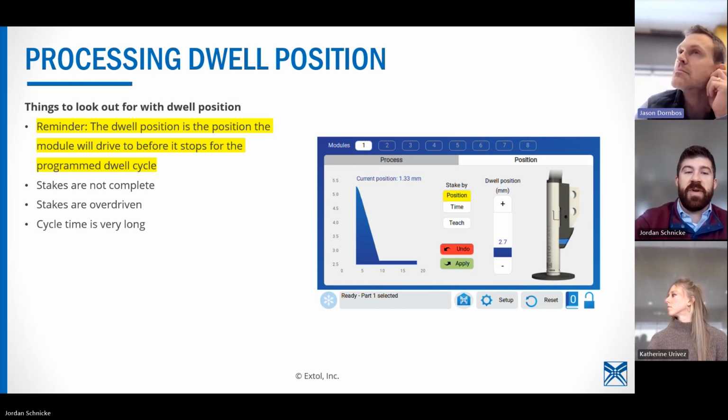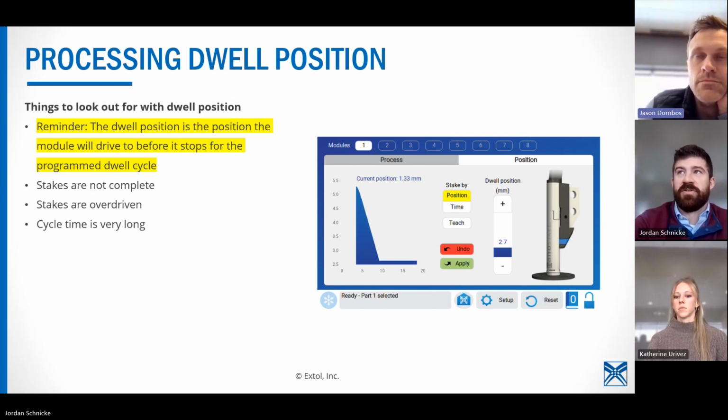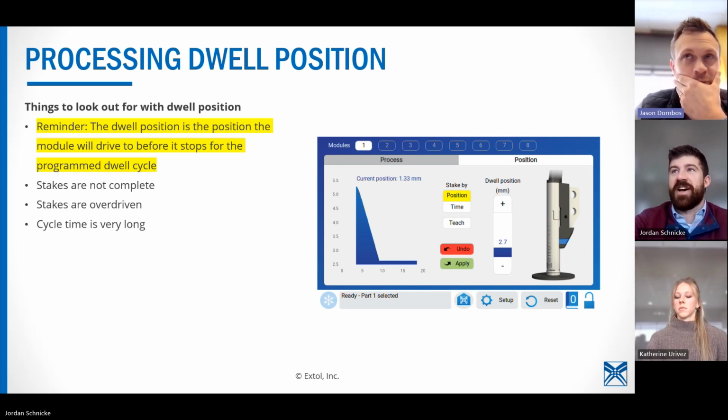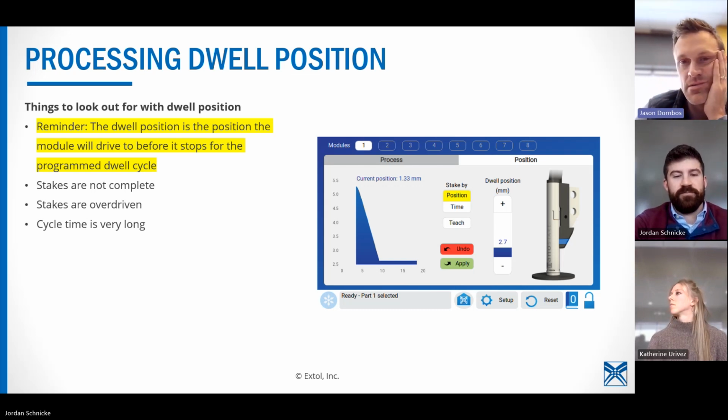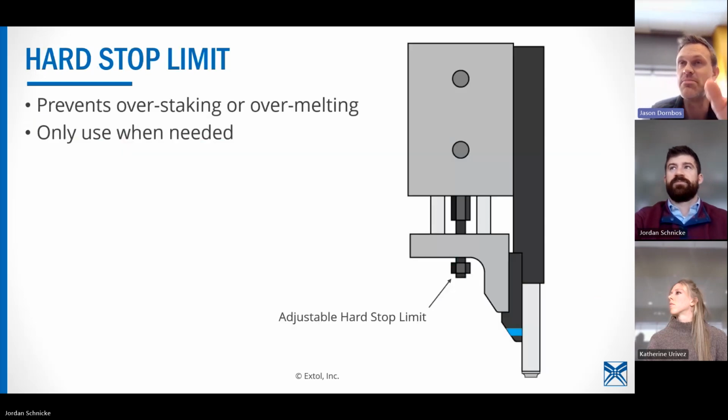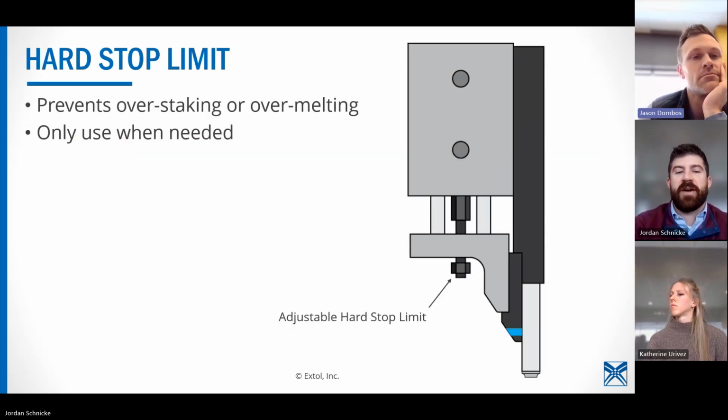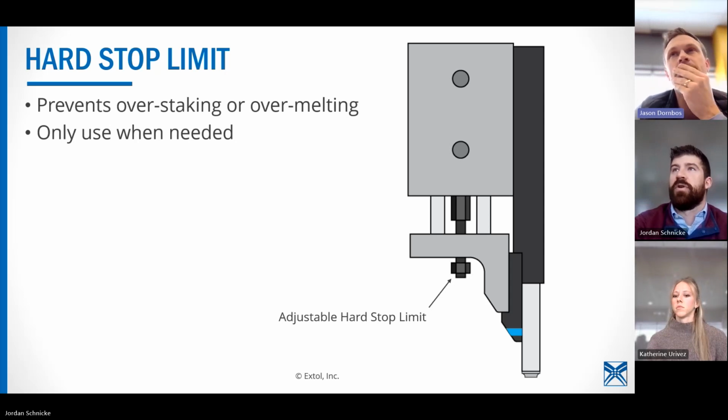You need to make sure that this current position is always lower than your dwell position when there's not a part present anyways. Because if this is higher, say this was 2.8, you have a physical hard stop that's preventing you from hitting 2.7. So the purpose of the hard stop is not to control the process, it's to keep the module from going too far. Correct. It's to stop you from ruining your main component.